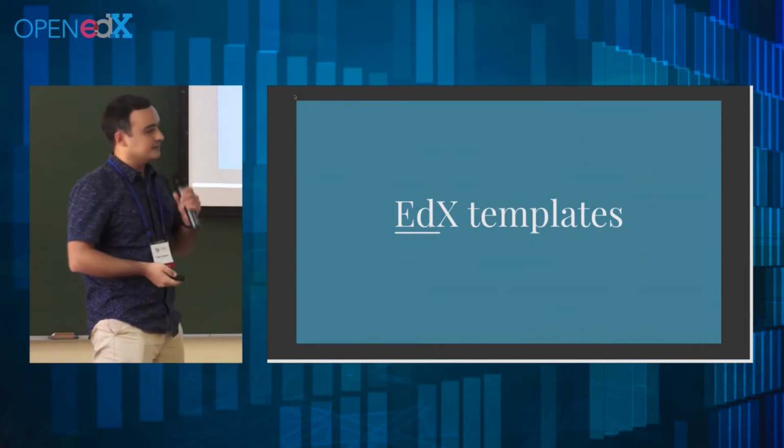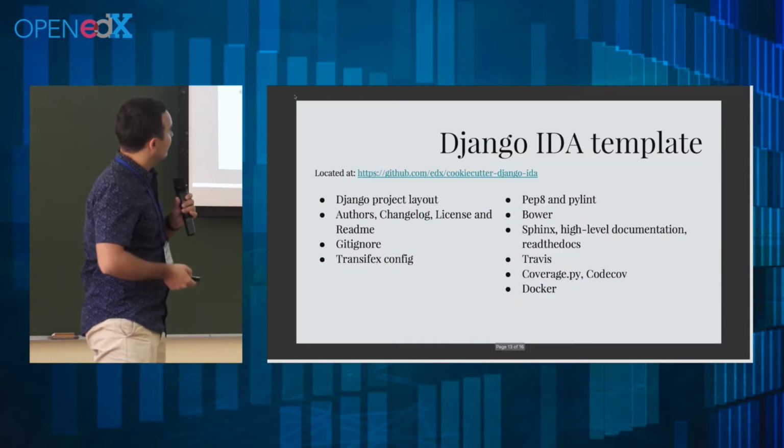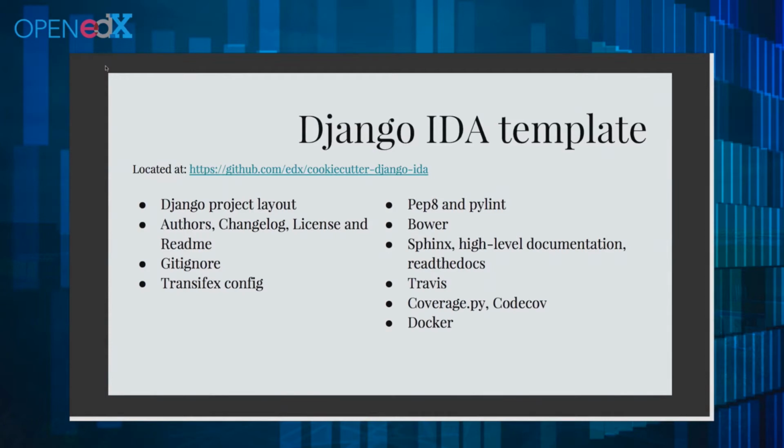So edX went on and created 3 different cookiecutter templates. The first one is the Django IDA template. IDA stands for Independently Deployed Application, if you haven't come across that acronym yet. I believe you can read that, but the most important parts are pep8 and pylint config, Travis integration, and Sphinx.